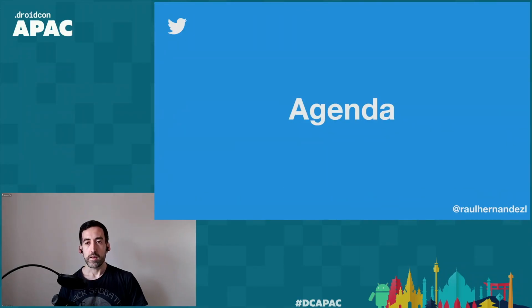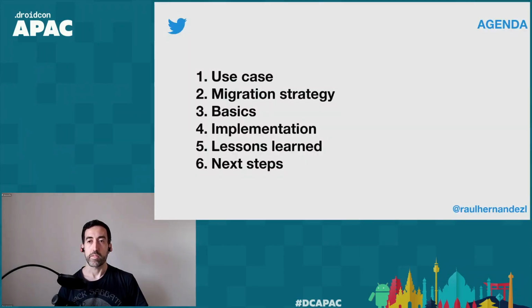But let's go to the agenda. Today, we'll start with a little use case about actually how everything makes sense in this presentation. I will explain that, then I will introduce you to the migration strategy that I took and the things that I think are interesting to take into account when we do a kind of big migration from RxJava to the new Kotlin Flows and coroutines in general.